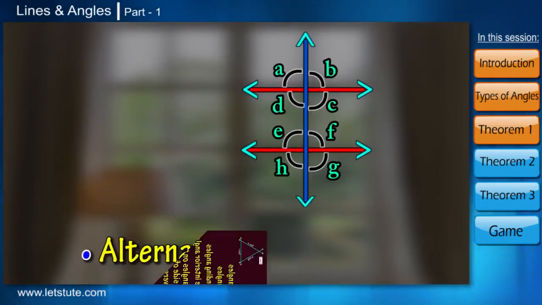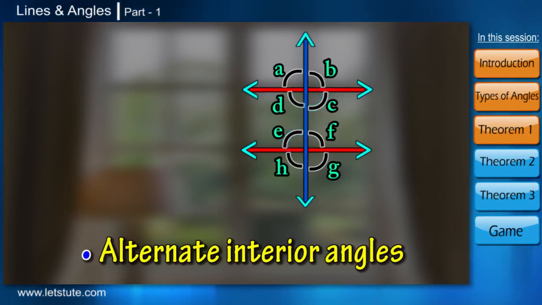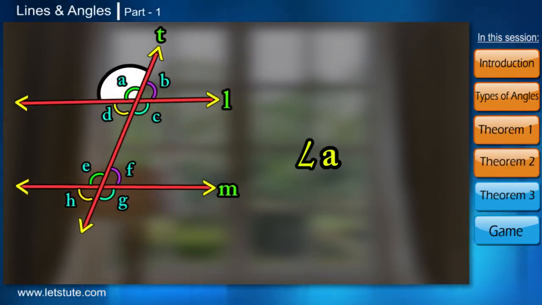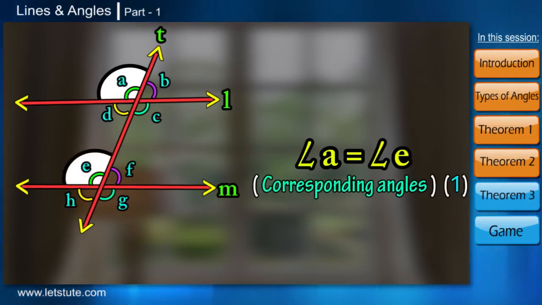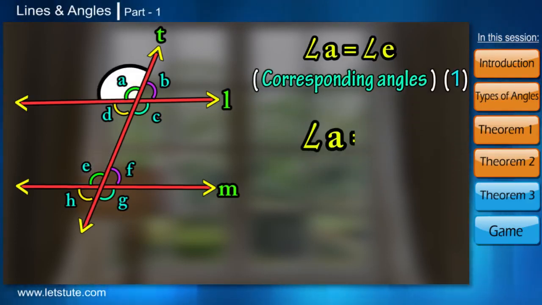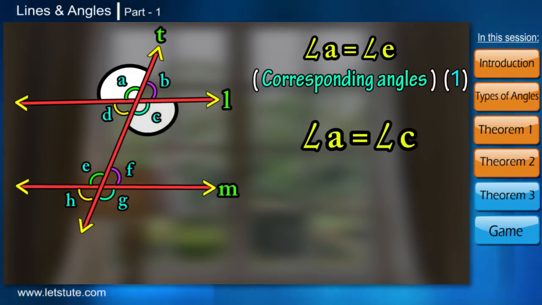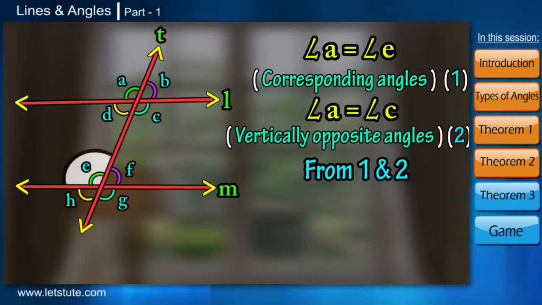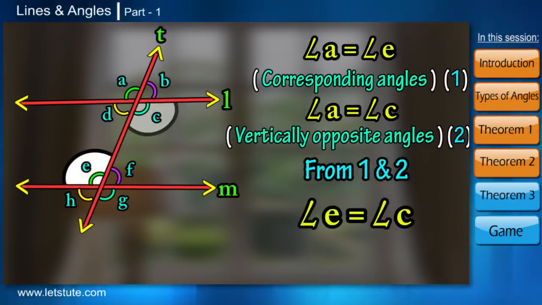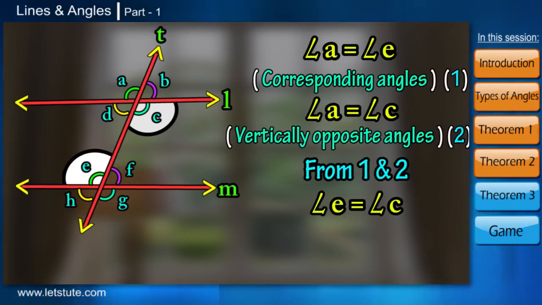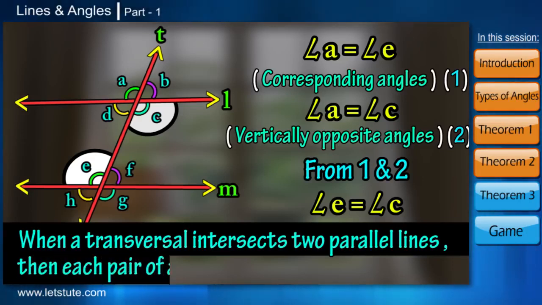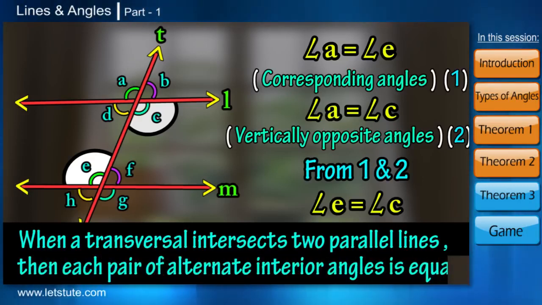Let's have a look at the alternate interior angles also. What do you think? Can they be equal too? We can prove it in just 2 simple steps. We know that angle A will be equal to angle E because they are corresponding angles. But angle A will also be equal to angle C because they are vertically opposite angles. So from 1 and 2, we can say that angle E will be equal to angle C. So here we can conclude that if a transversal intersects 2 parallel lines, then each pair of alternate interior angles is equal.